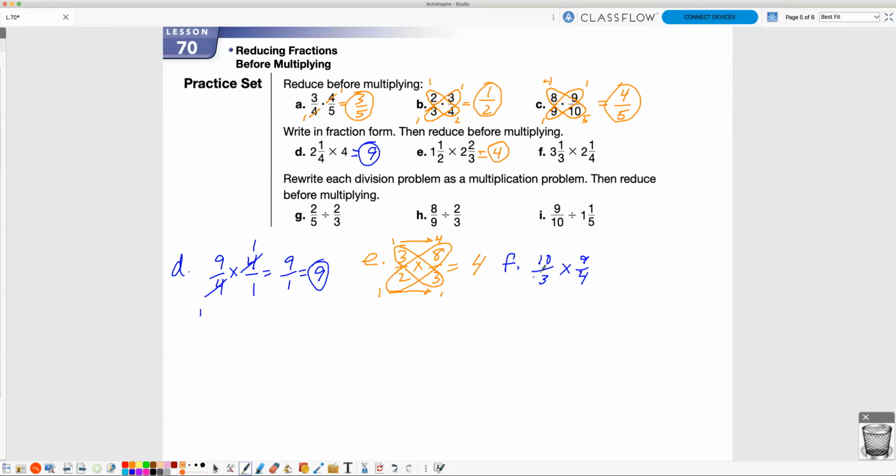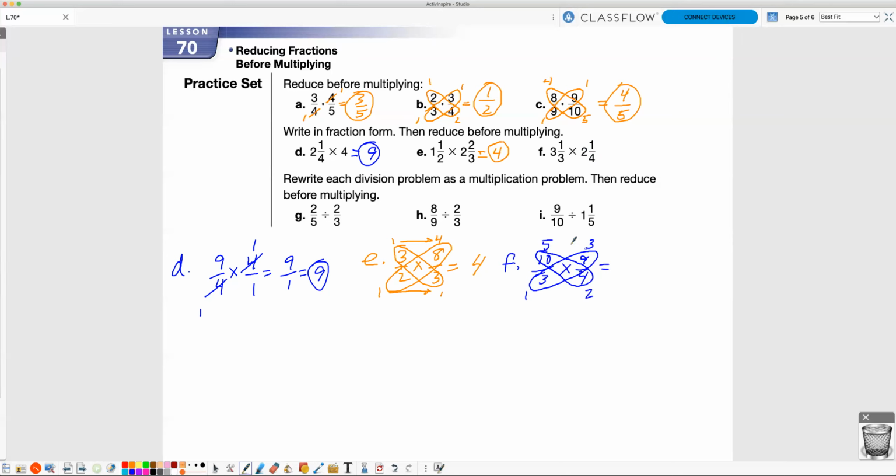Now I should see that 3 and 9 can match up. 3 divided by 3 is 1, 9 divided by 3 is 3. 10 and 4 can connect. I can link those. Both are divisible by 2. 10 divided by 2 is 5. 4 divided by 2 is 2.